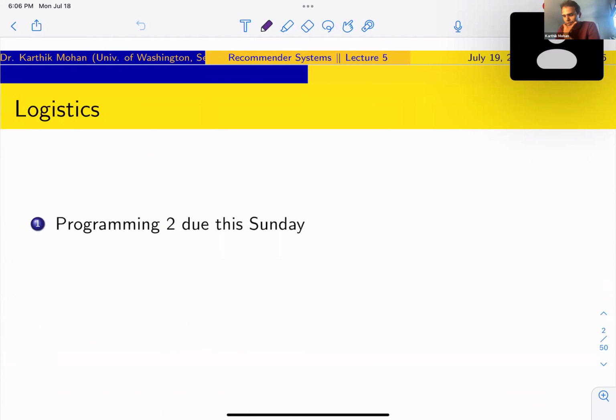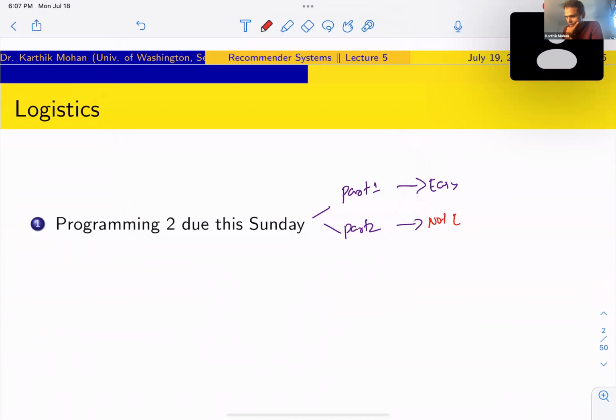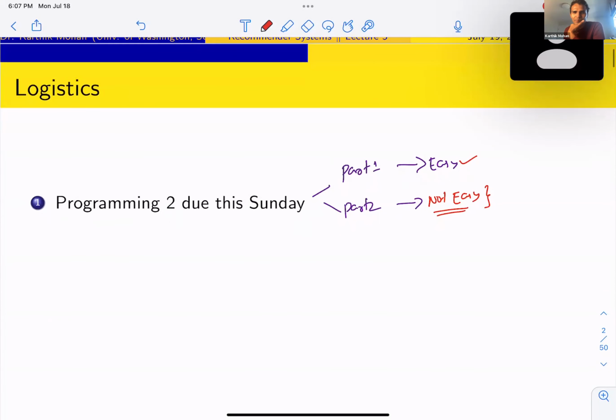So programming 2 is due this Sunday. There are 2 parts to this, part 1 and part 2. So this is easy. Okay, this is easy and this is not easy. So if you finish this and you're happy, then this is coming up. Just make sure you allocate time so that you finish both part 1 and part 2.